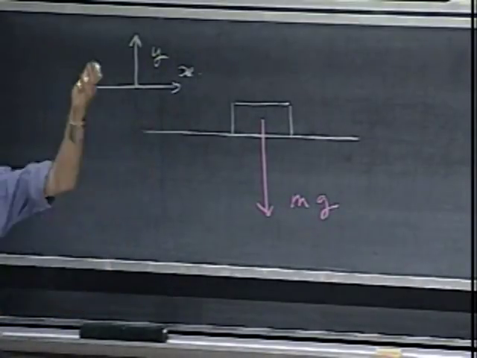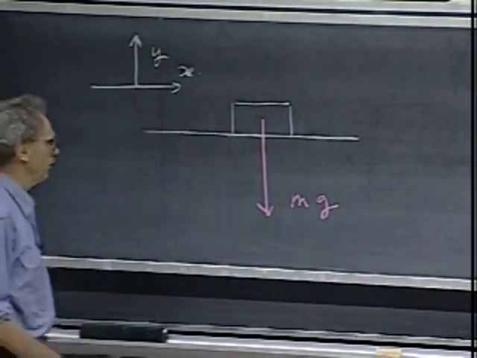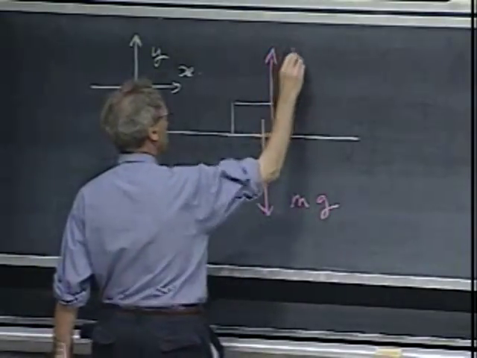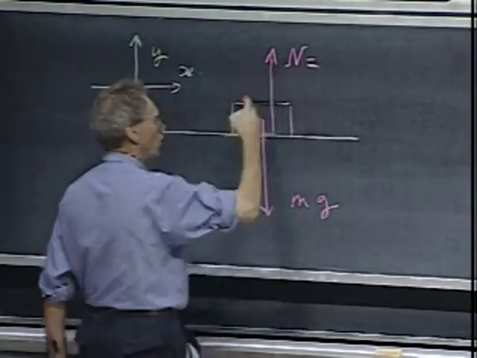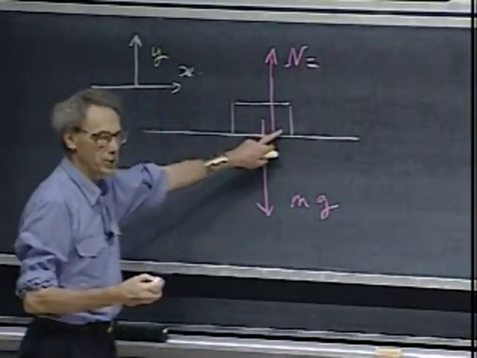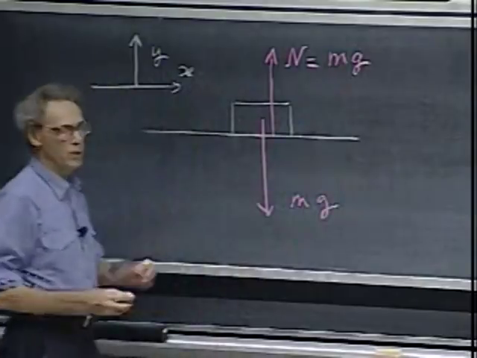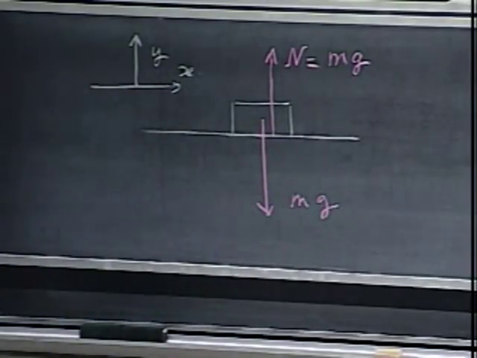There must be a force pulling upwards from the surface to cancel out mg because there's no acceleration in the y direction. We normally call that the normal force because it's normal to this surface, and it must be the same as mg, otherwise there would be an acceleration in the y direction.